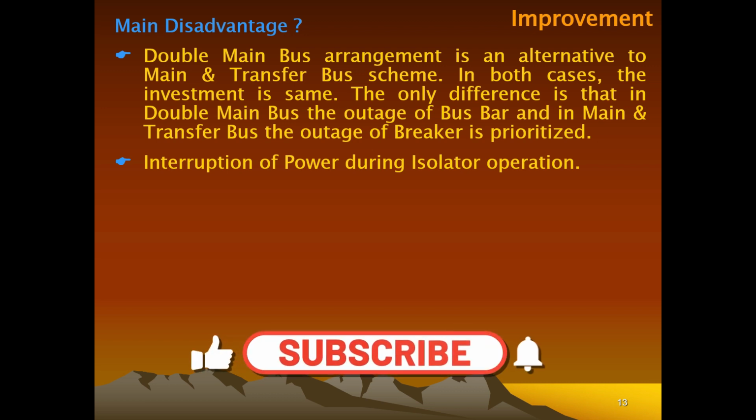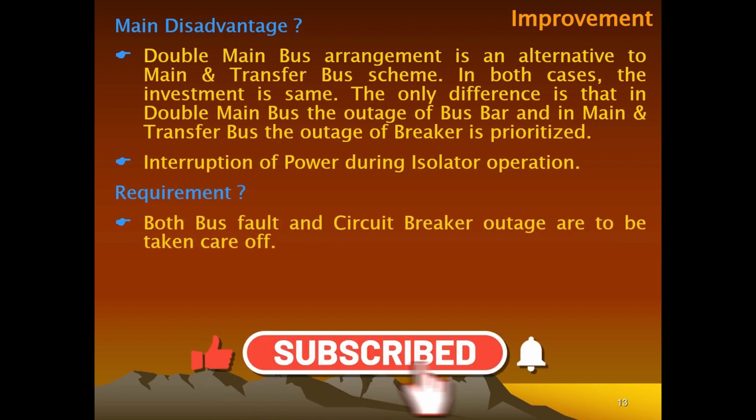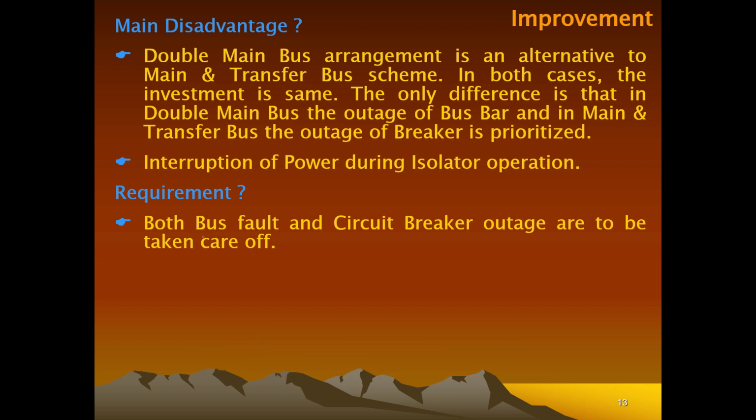Then the interruption of power during isolator operation. So our requirements are that we must take care of bus fault as well as circuit breaker outage, and in both cases the power flow through one particular feeder should not get affected. That is, power flow should always remain as it is whenever there is a fault on the bus bar and on the circuit breaker both. This is our basic requirement.